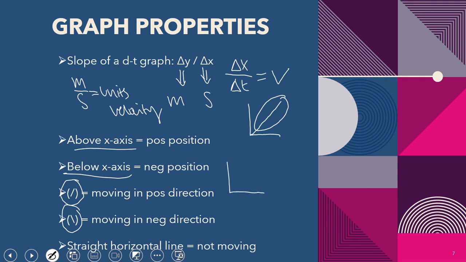So for example, if your object starts at a negative position, as we saw earlier, but the slope is still positive, the object is still moving in a positive direction, regardless of this bit of time when it had negative position. And then a straight horizontal line means the object is not moving, because it's maintaining the same position over time. And actually, this connects back to what we were talking about earlier about slope, because a straight horizontal line has zero slope, which means that the object has zero velocity.